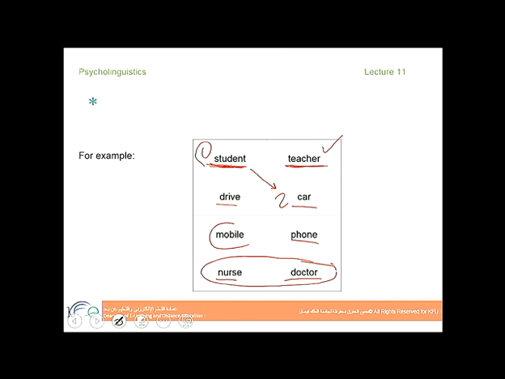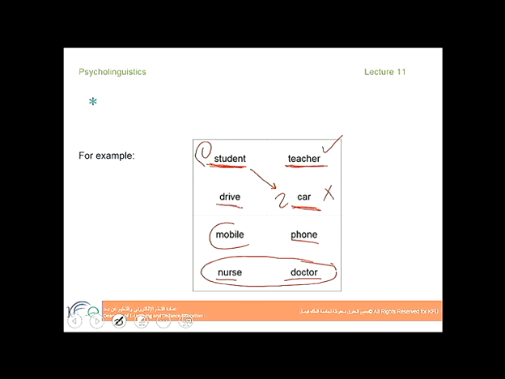I show student and then car. Do you think there will be a priming effect? No. There will not be a priming effect, because student is not semantically related to the word car. Okay, it's the same.